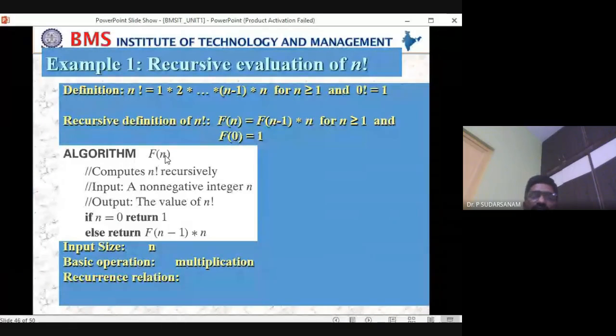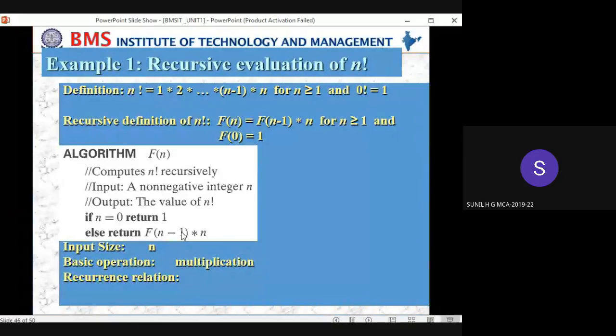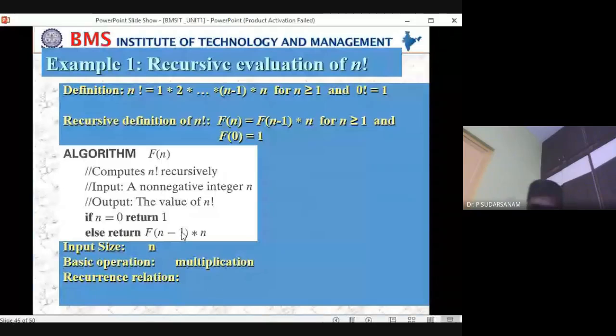Next, Sunil only. What are the basic operations you are doing? Basic operation is nothing but what I told you in the definition also. What type of operations are you doing in this program? The second question is basic operations. Multiplication. Right. The second one is the multiplication. You have to write it.